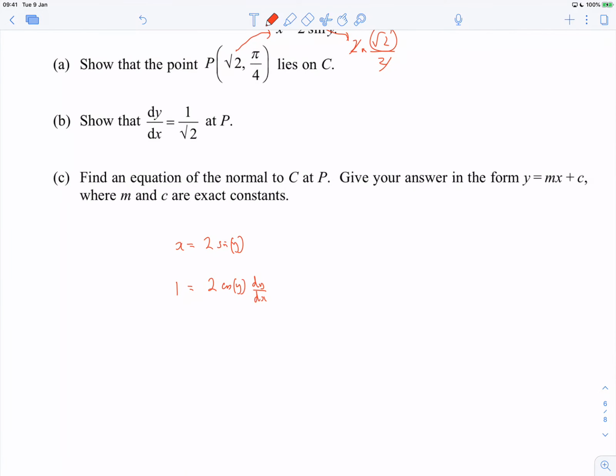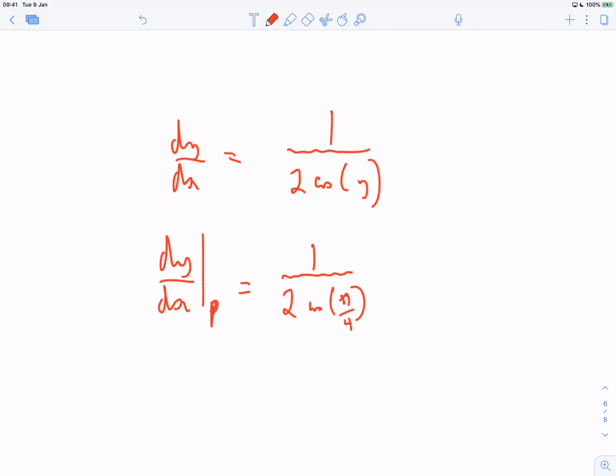So that just means dy by dx is going to equal 1 over 2 times cosine of the y value. So dy/dx evaluated at the point P is going to be 1 over 2 lots of cosine of the y value, and the y value is pi over 4. Cosine of pi over 4 is root 2 over 2, so this is 1 over 2 lots of root 2 over 2. The 2's cancel, I'm left with 1 over root 2.